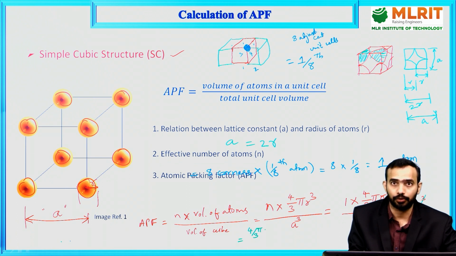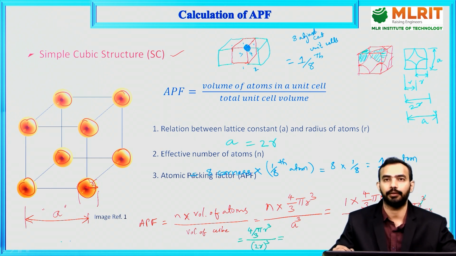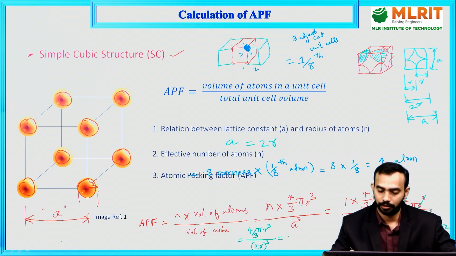I think it is not visible here, so I am writing it here again. So 4/3 pi r cube divided by a cube. The relation between a, the lattice constant, and the radius of the atom is a equals 2r. I am substituting a in terms of r, so it becomes r cube.